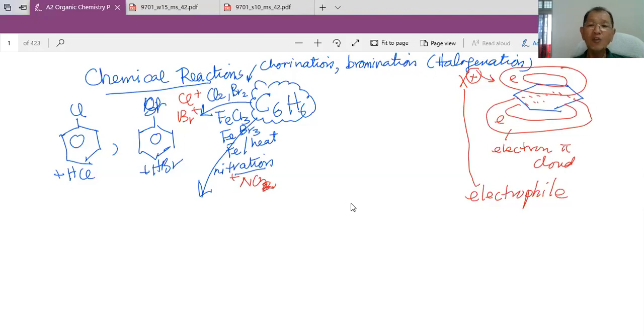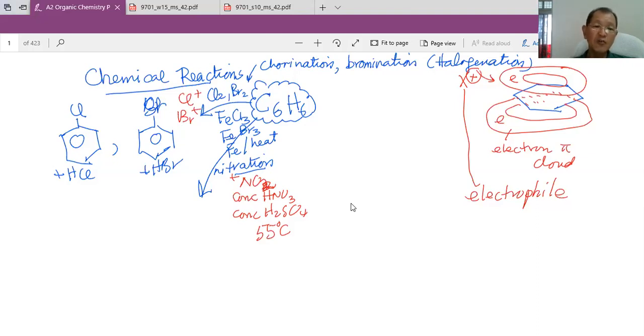So now what do we use to nitrate? We use a combination of 3 things here. First of all, concentrated HNO3, nitric acid, concentrated sulfuric acid, and the temperature. Normally in most examinations, they put 55 degrees centigrade. Very low. Your Bunsen burner can give about 200, 300 degrees centigrade, so it's very low. Less than 100, you just heat a bit.